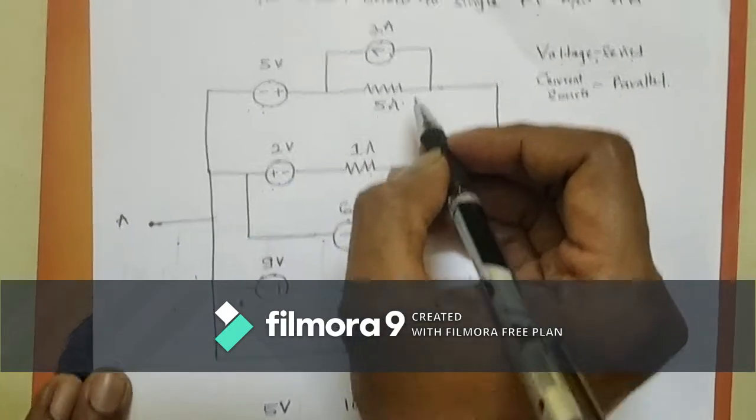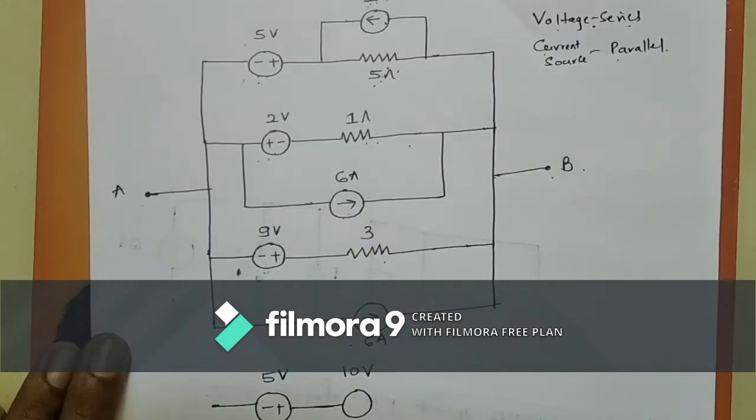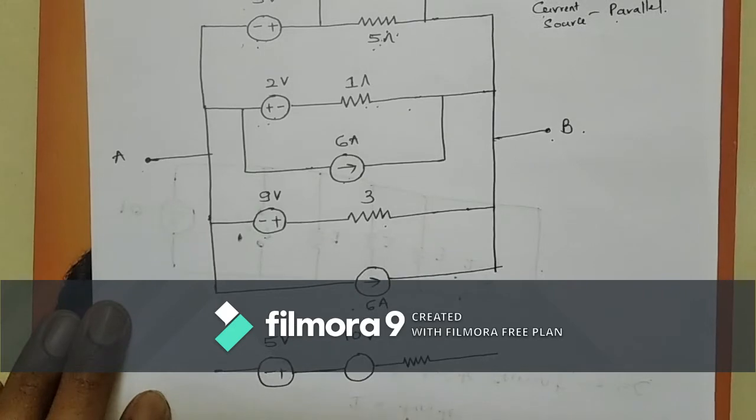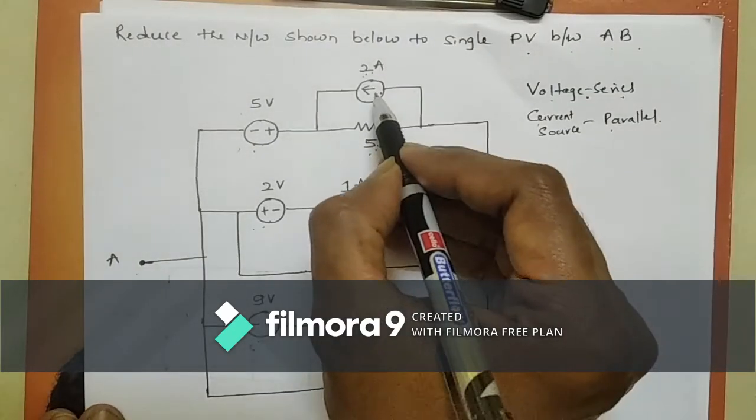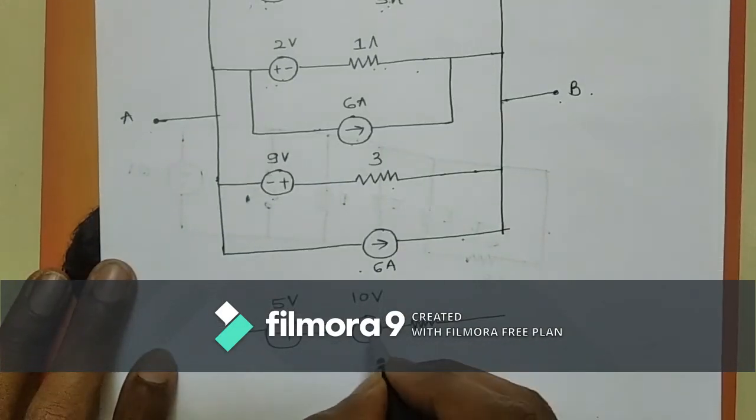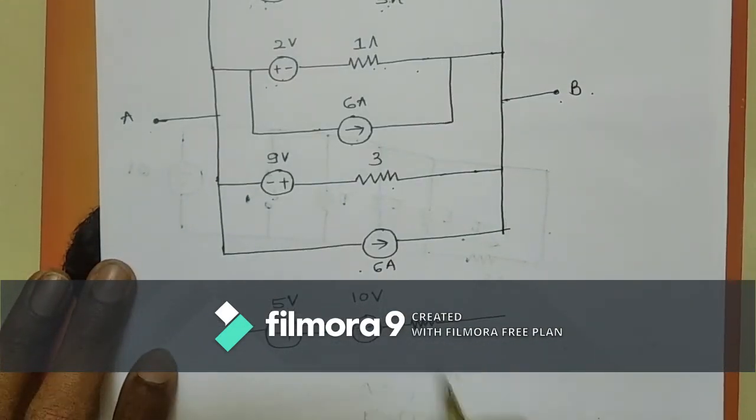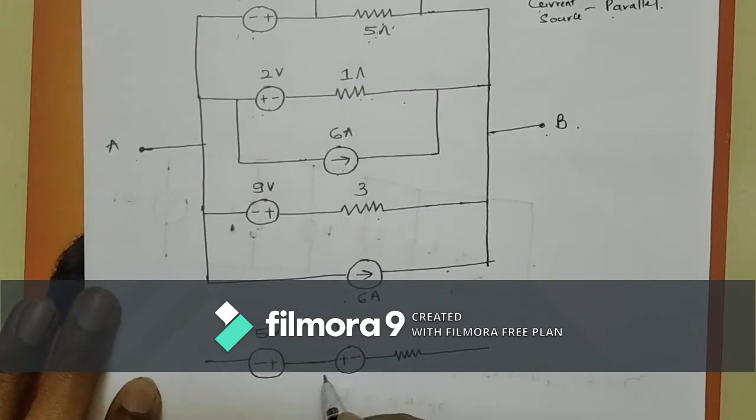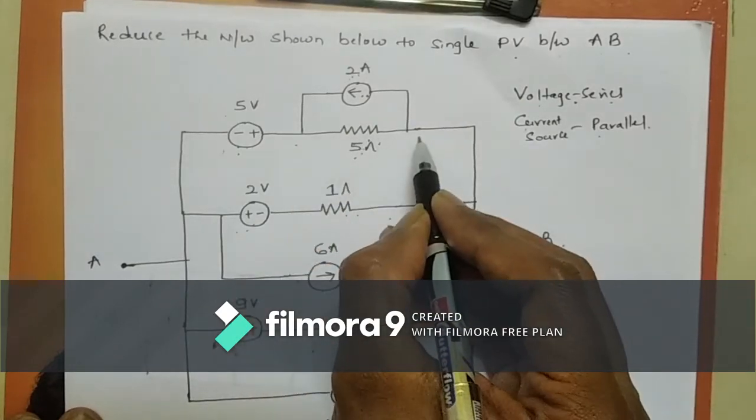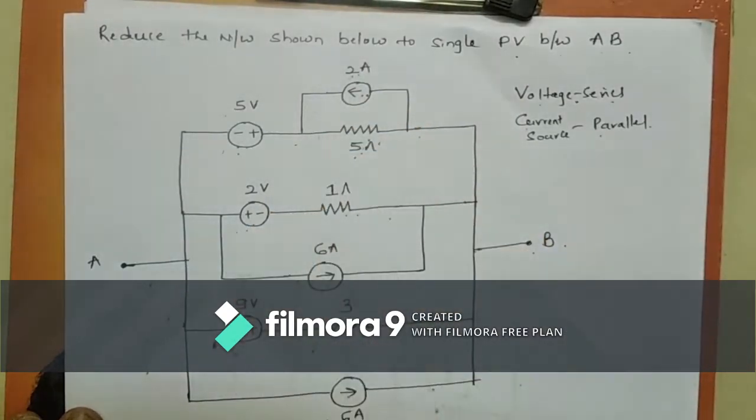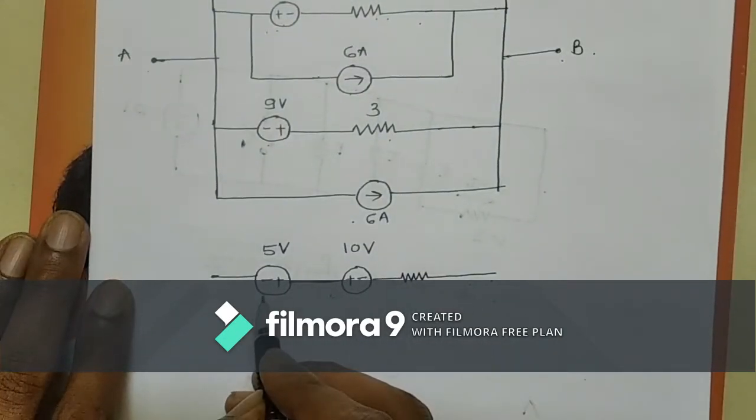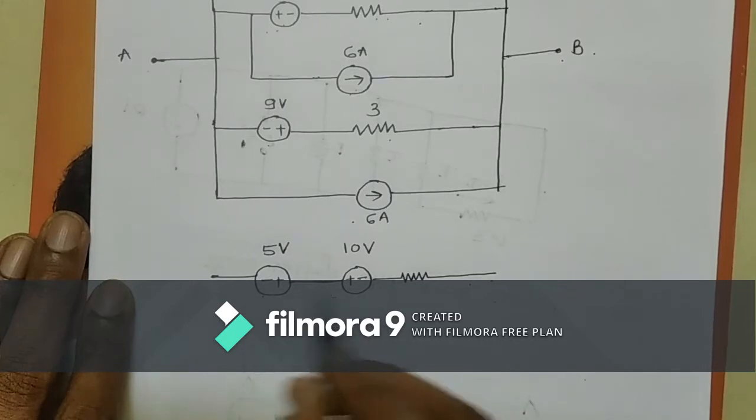Next I will connect this 5 ohm resistance in series with this. Here the current is flowing from right to left, so the polarity of this resultant source is minus, plus. This is the resultant practical voltage source. Now this resultant practical voltage source will be in series with this 5 volt. I can add or subtract depending upon these polarities.